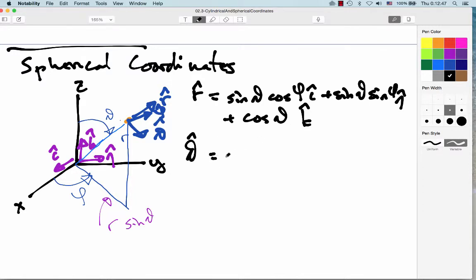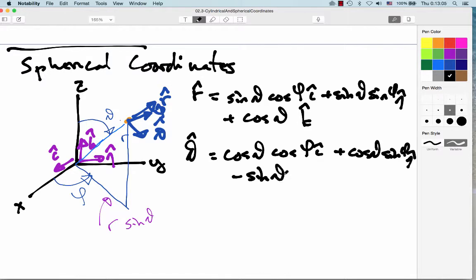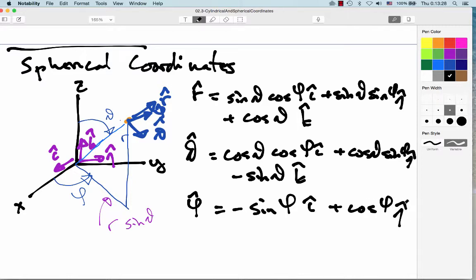Similarly, you can show that theta hat would have to be cos theta cos phi i hat plus cos theta sine phi j hat minus sine theta k hat. And then finally, the phi hat piece, there's nothing directed along r, nothing directed along k hat, at least for what that's worth. So it would just be equal to minus sine phi i hat plus cos phi j hat.